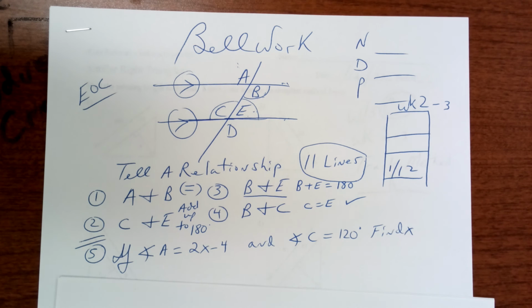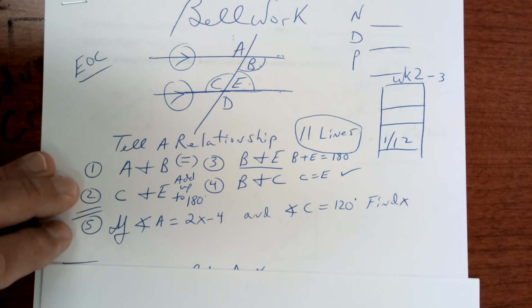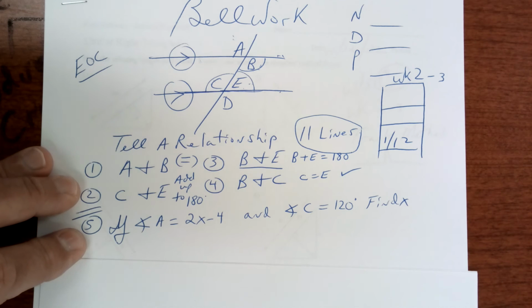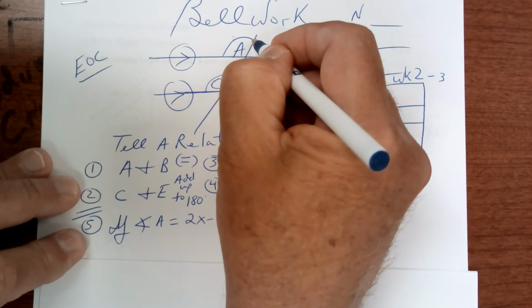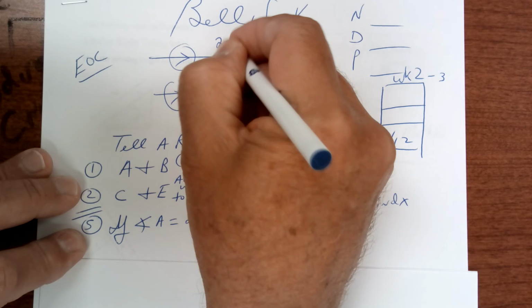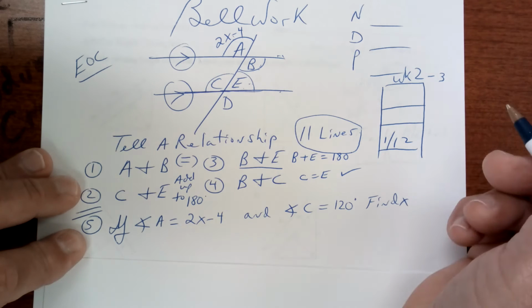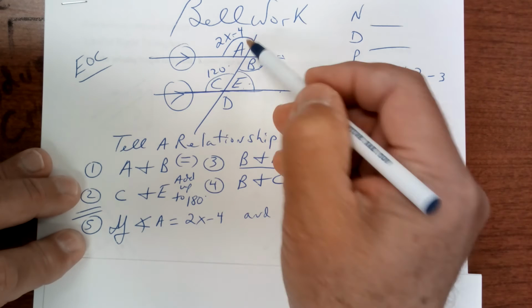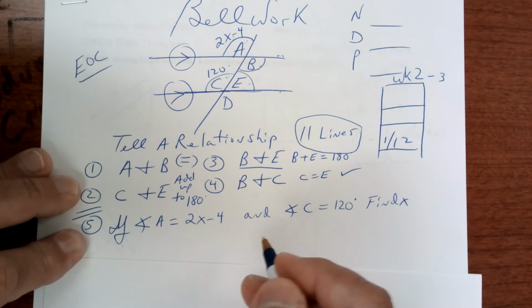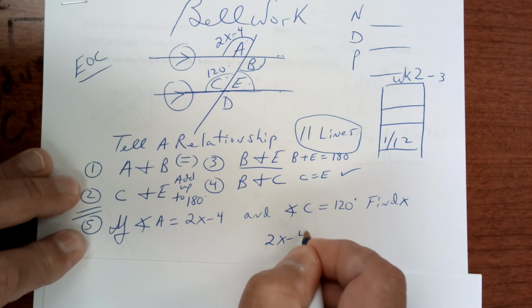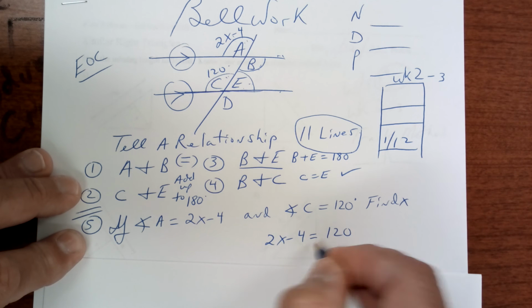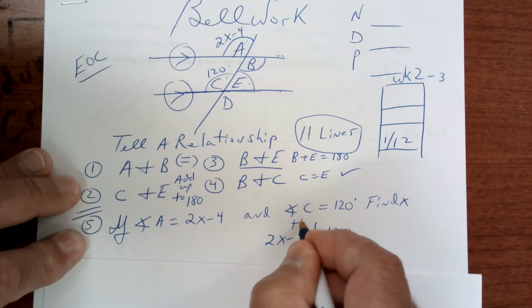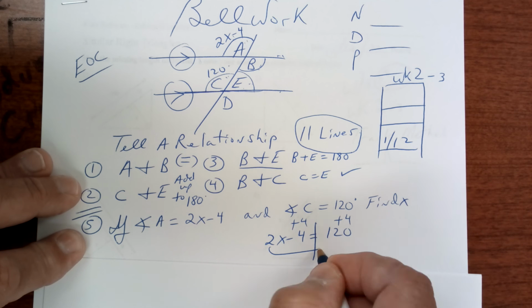Now, if you look at number 5, it says, if angle A is 2x minus 4, and I want you to write that in there, and angle C is 120, how much is x? Well, these are equal. So you're going to say 2x minus 4 is equal to 120 degrees. You're going to add 4 to both sides and then divide by 2.